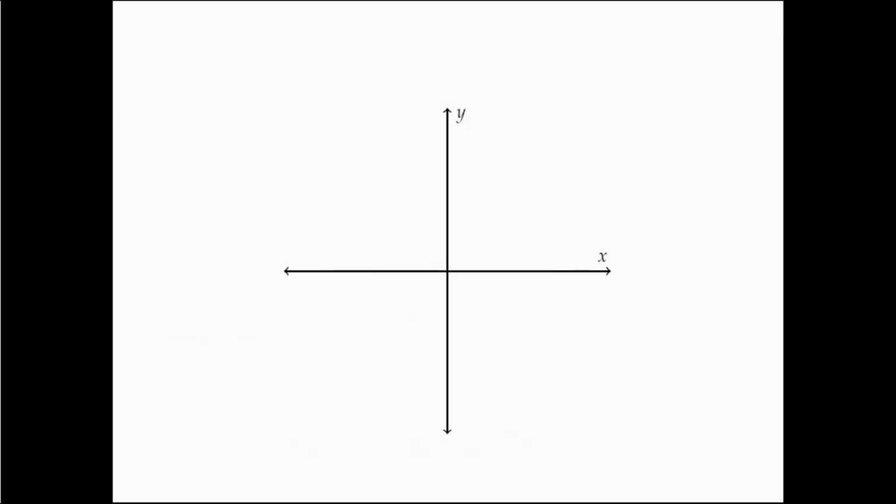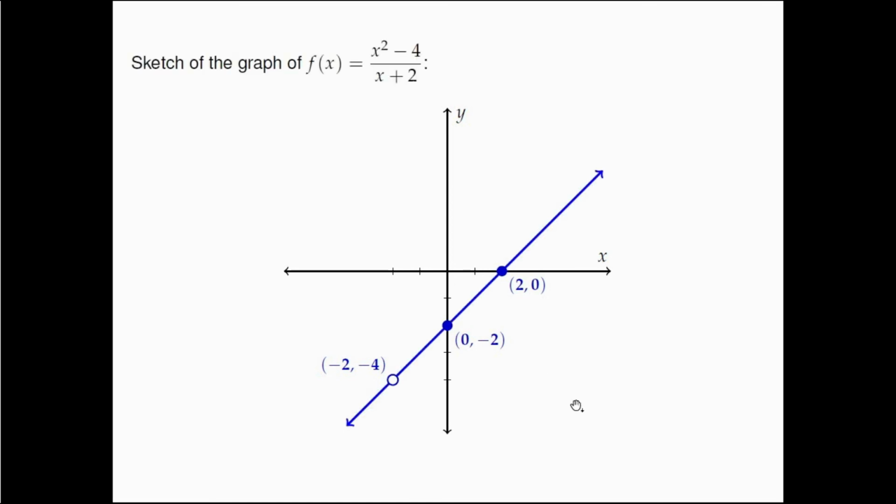This is the xy plane. We plot the points 2, 0, 0, negative 2, and we have a hole on the point negative 2, negative 4, because negative 2 is not part of the domain. We just connect these to form the line. But we remove the point negative 2, negative 4.